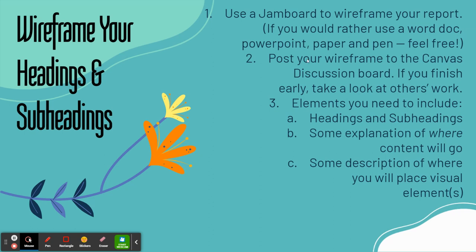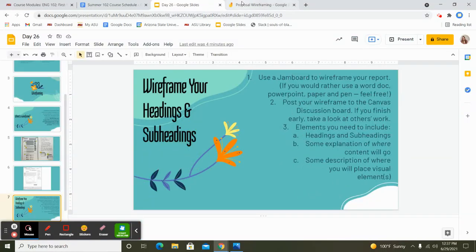And then you're going to want to post your wireframe to the Canvas discussion board. But you're going to want to make sure that you include headings, subheadings, some explanation of where the content will go, and then some description of where you will place visual elements. So let's look at a couple examples really quickly.